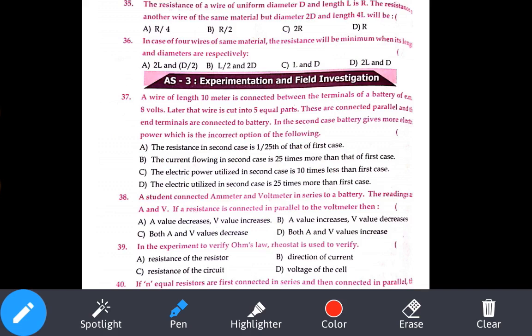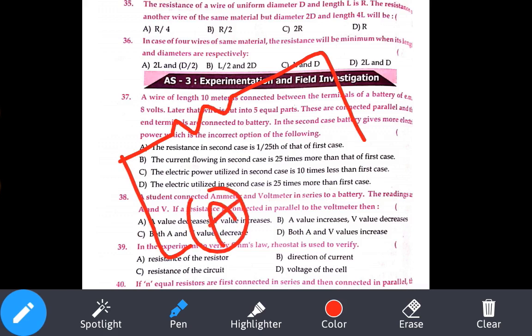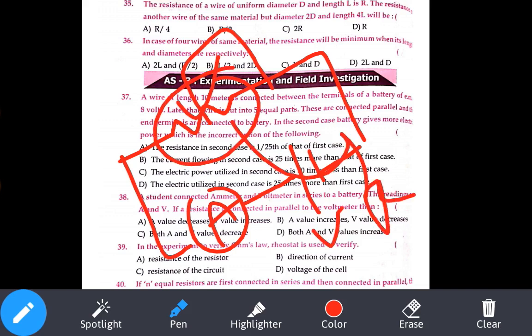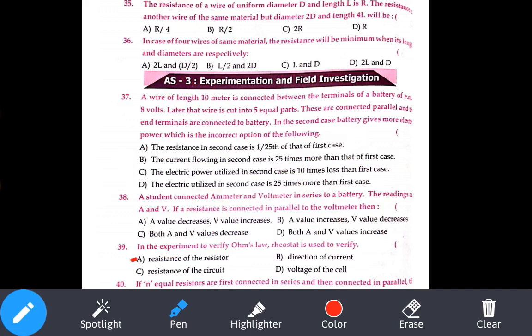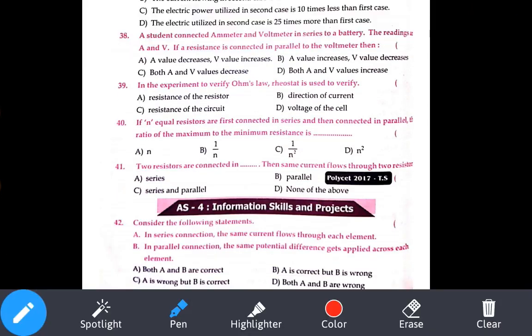In the experiment to verify Ohm's law, the rheostat. Usually nowadays in the Ohm's law experiment, instead of an iron spoke, a rheostat is considered. This is the symbol for a rheostat. A rheostat, another name is variable resistor. We can change the resistance on this rheostat. So it is used for varying the resistance of the resistor.